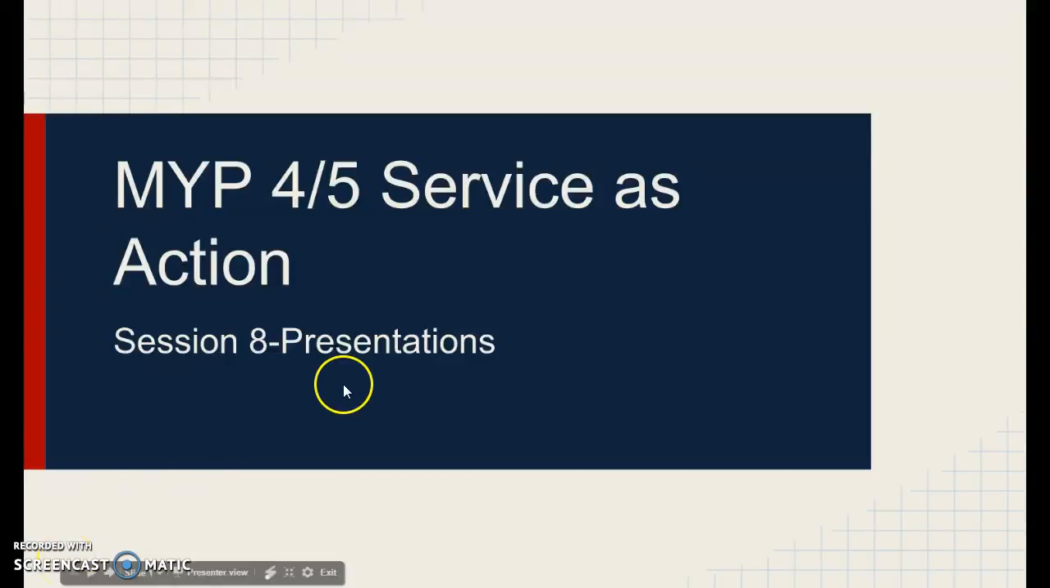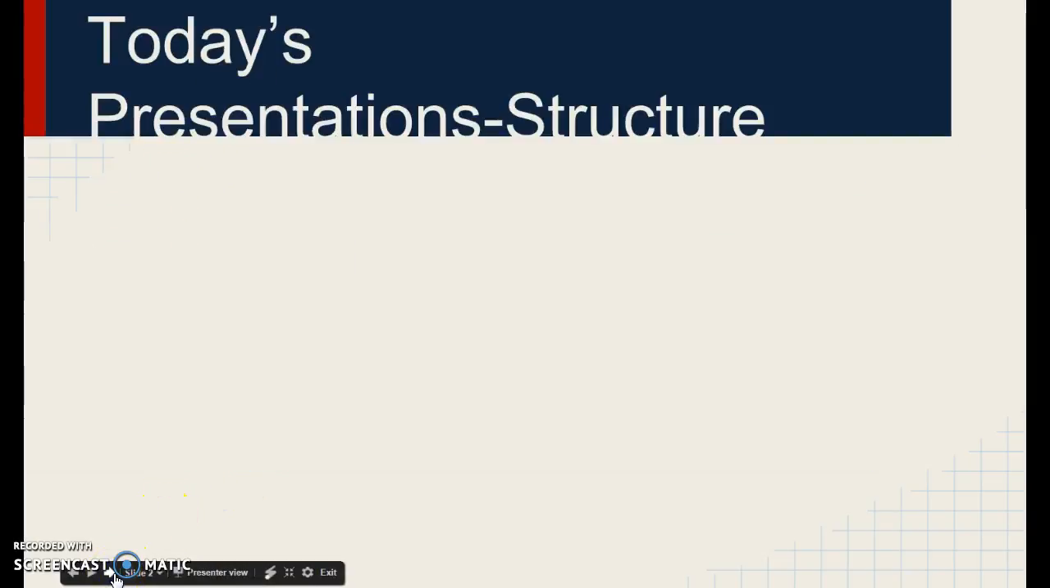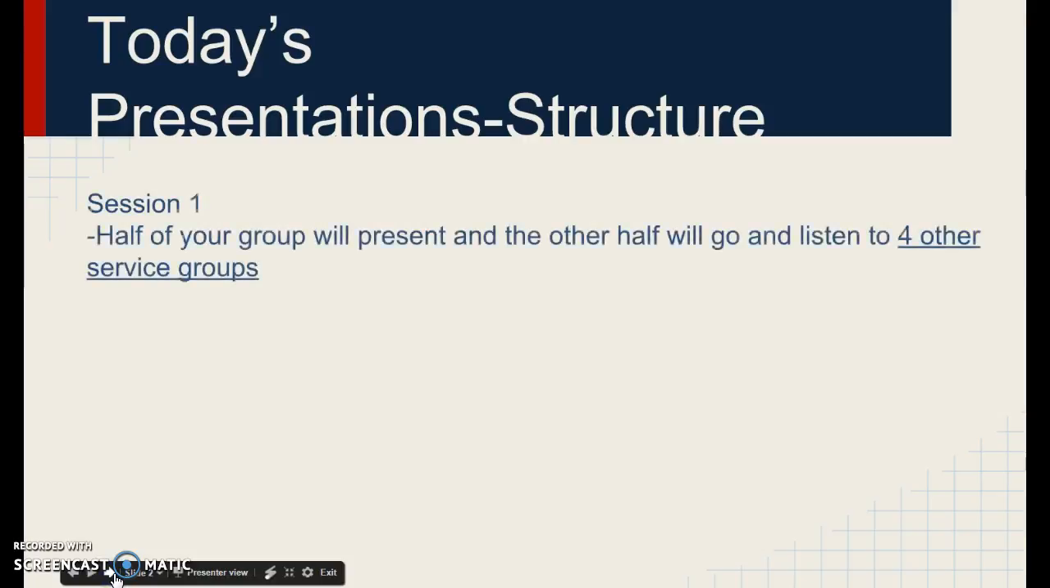So this screencast is to help you understand how your presentations will go in May when you present your service project to other MYP4 and 5 students. So the structure looks like this. In the first session, half of your service group will present, and the other half will go and listen to 4 other service groups.